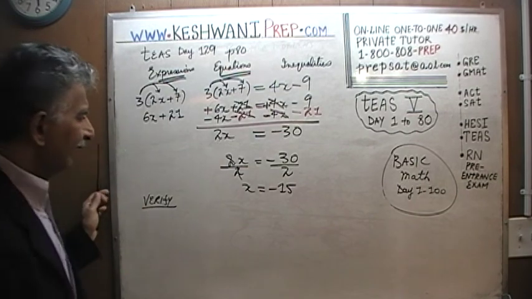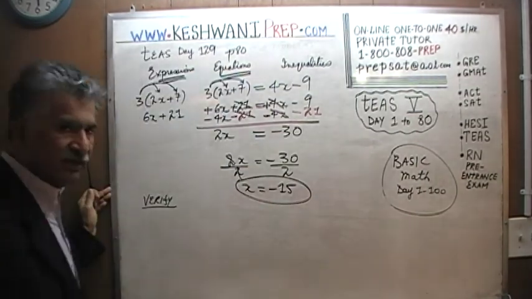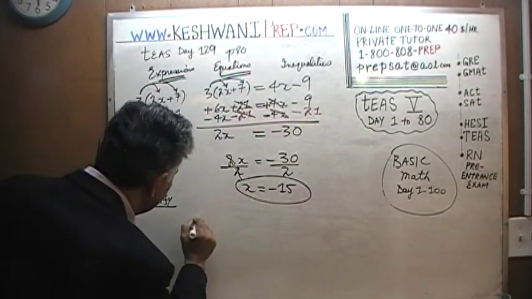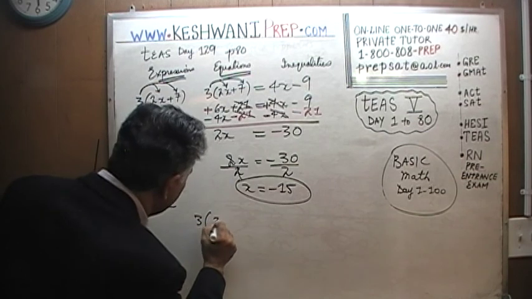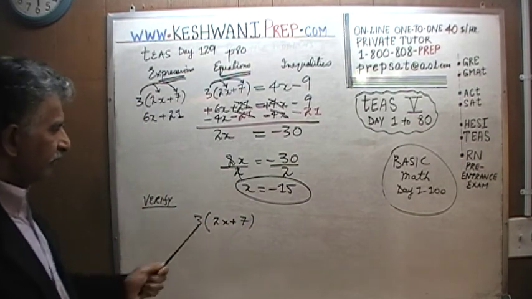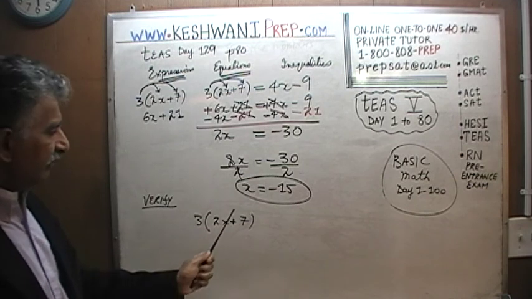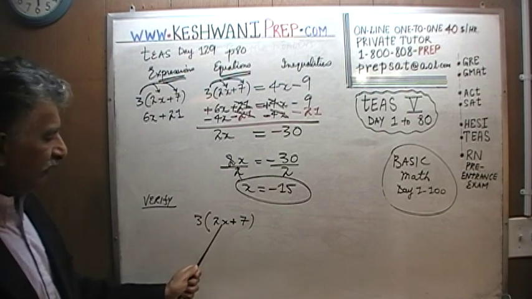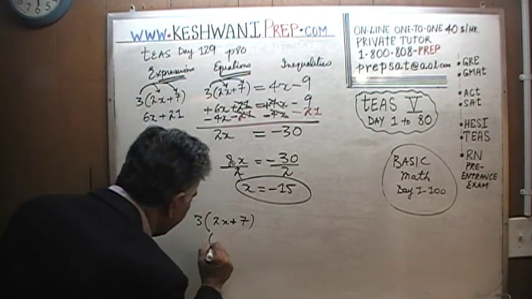Let's verify it. We are claiming that x is negative 15. Let's put it on this side. This side we have 3 times 2x plus 5, 2x plus 7. Let's worry on this side first. I'm not going to actually show every step. 2 times x is 2 times negative 15, which is going to be negative 30.